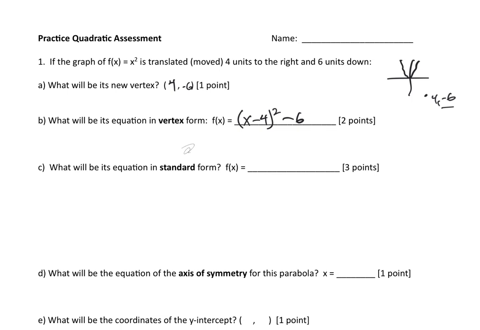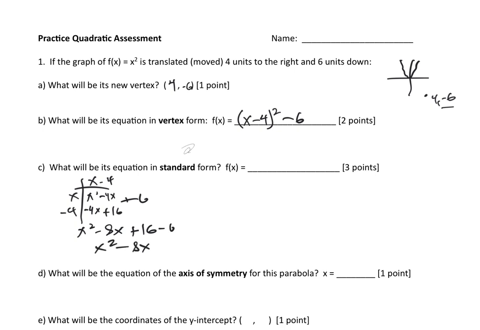All right, to figure it out in standard form, we just do our multiplication, and then we still have to do the subtracting 6. So we get x squared minus 4x minus 4x plus 16. We get x squared minus 8x plus 16 minus 6. So we get x squared minus 8x and then plus 10.